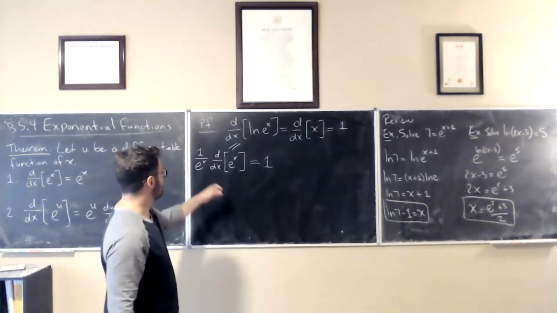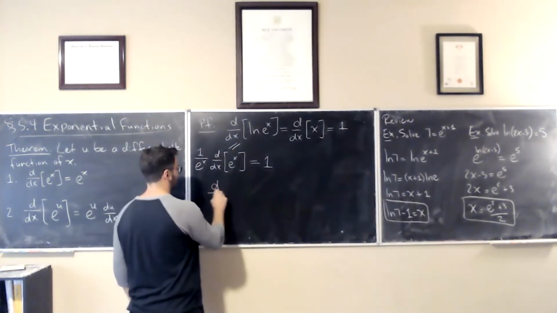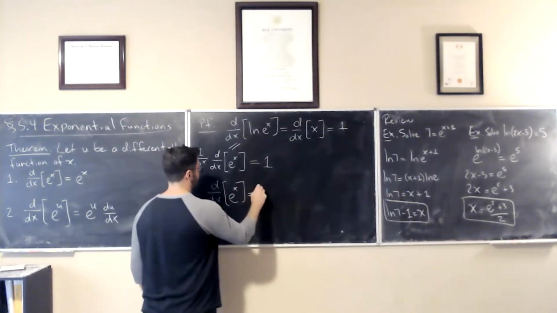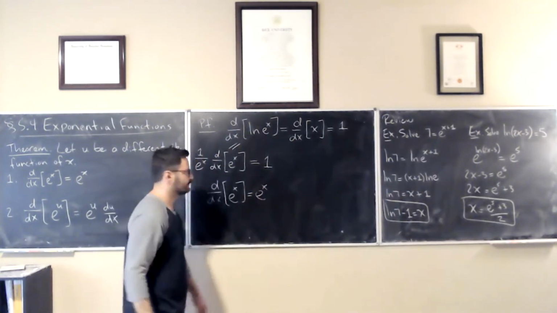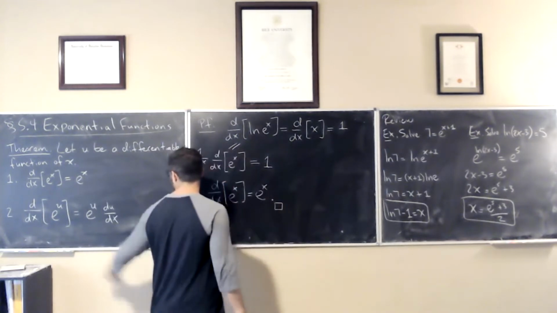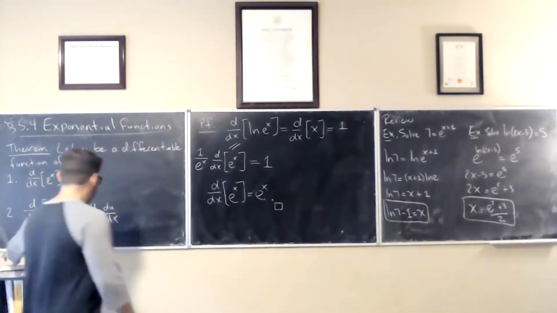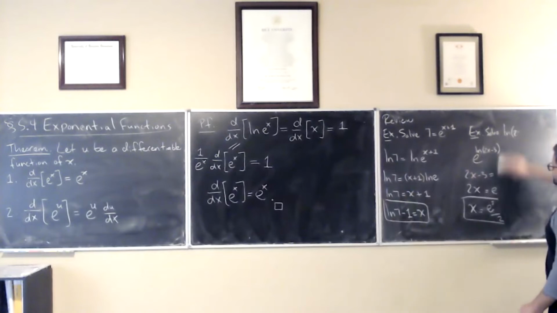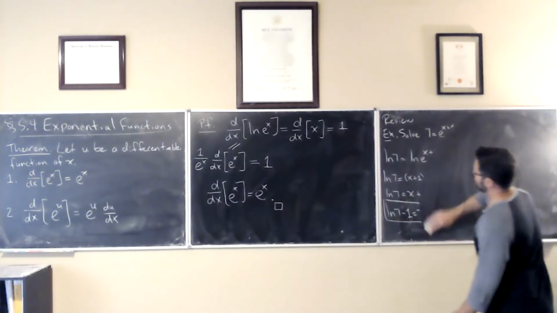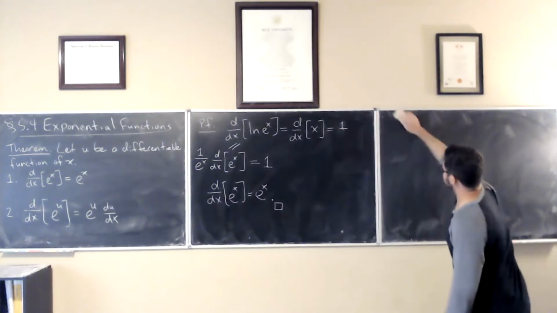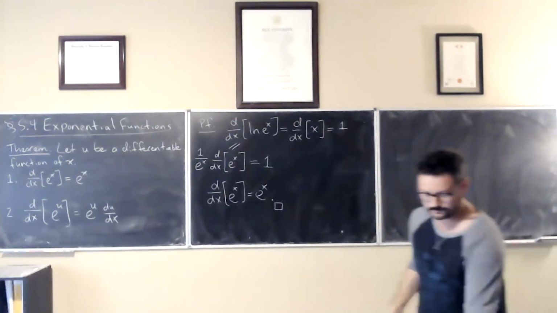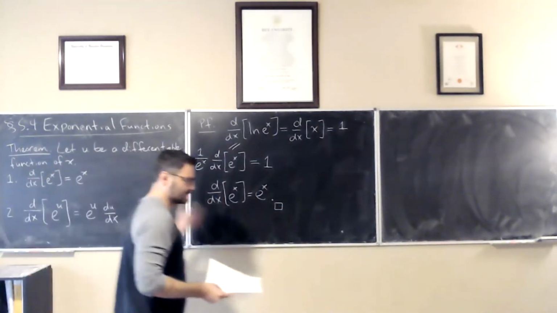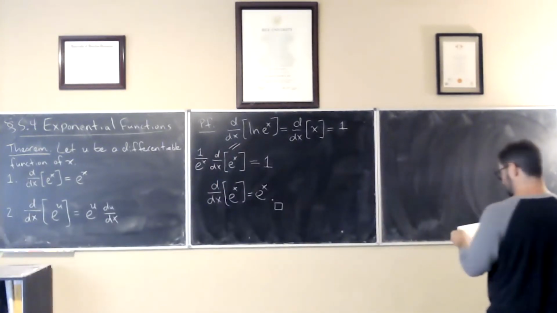So then we multiply both sides by e to the power x. We get that d/dx of e to the power x is equal to e to the power x. So it's kind of a sloppy proof for part 1 of that theorem. And then the second part is just applying the chain rule. Okay, so these are the major differentiation bits to this section. So might as well do some examples now.